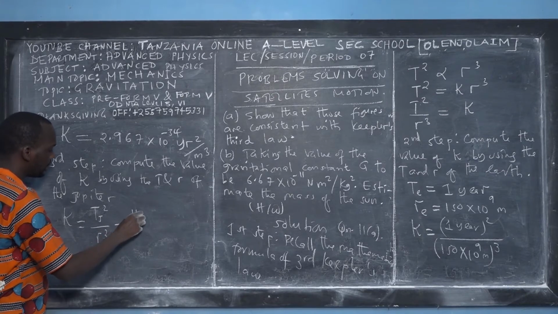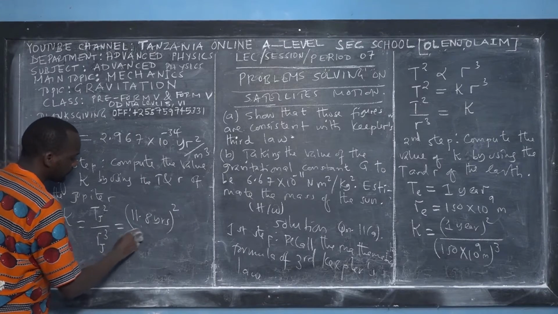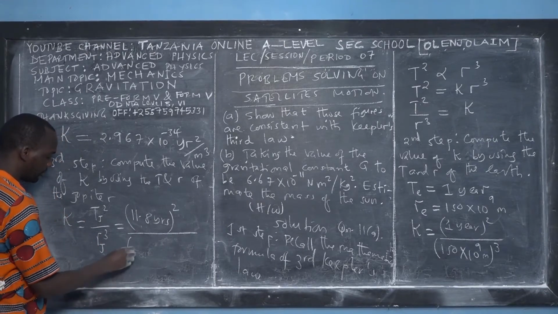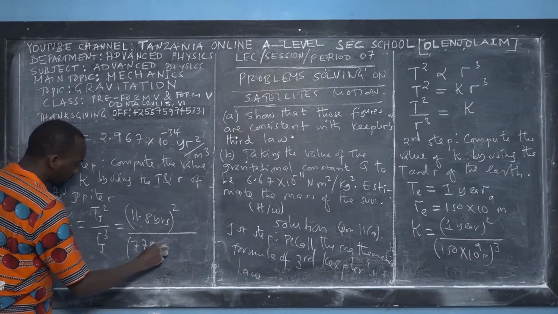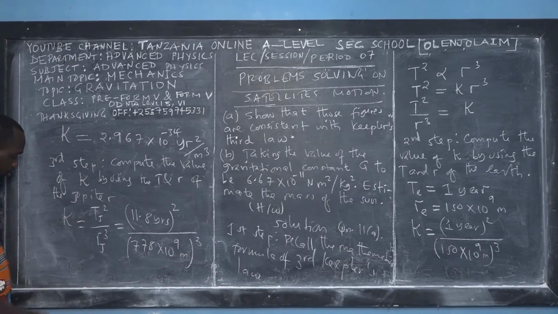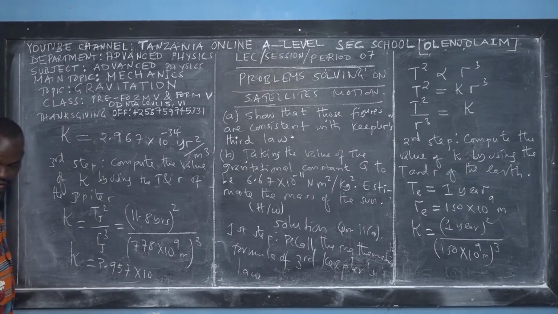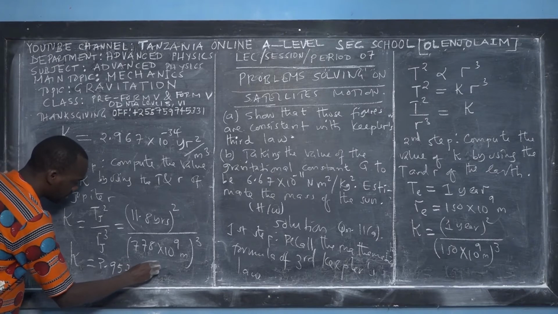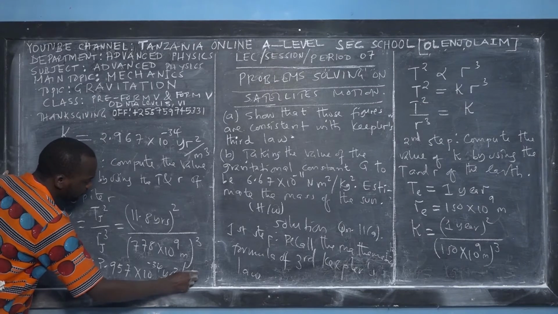The period of Jupiter is 11.8 years, so this one we have to square. The distance from the center of Jupiter to the sun is 778 times 10 to the 9 meters. This one you have to cube. So use your scientific calculator to determine this proportionality constant. You'll find that it is 2.957 times 10 to the negative 34 years squared per meter cubed.